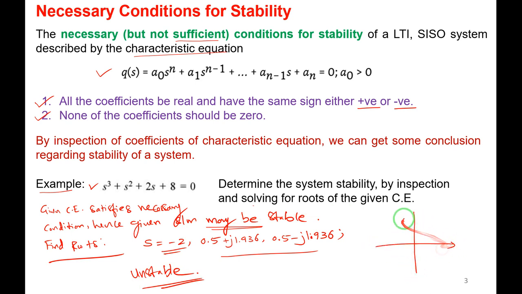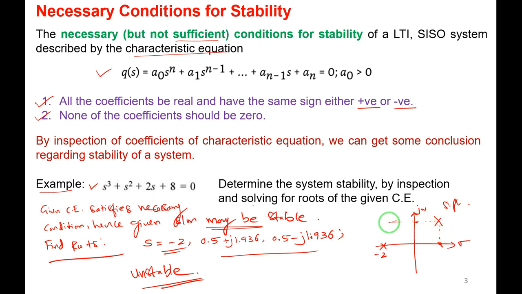Because try to locate the roots in the s plane, whatever you got. So sigma, j omega, this is the s plane. One of the roots is located at minus 2. This is the pole. Then 0.5 plus j 1.936 here.